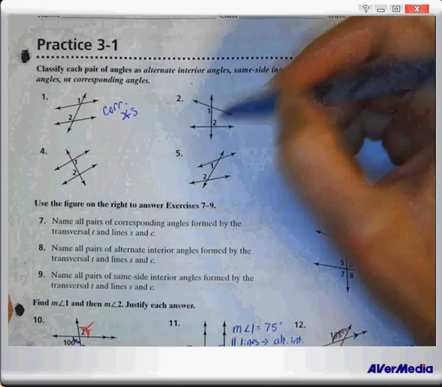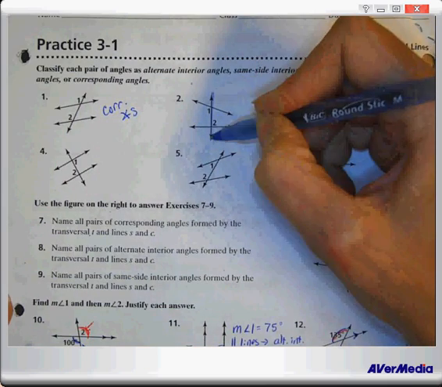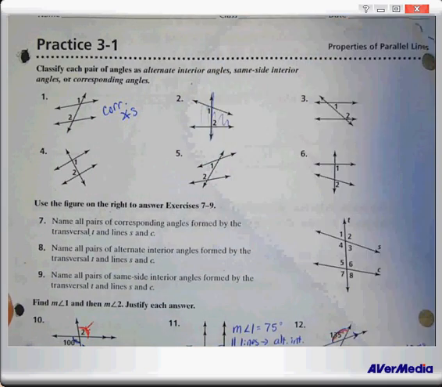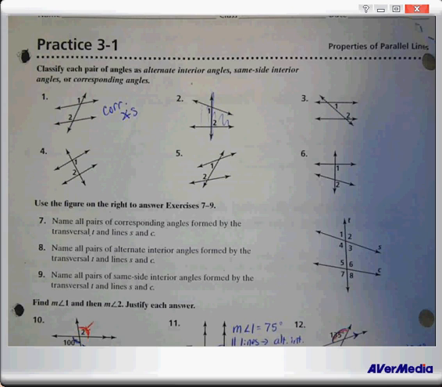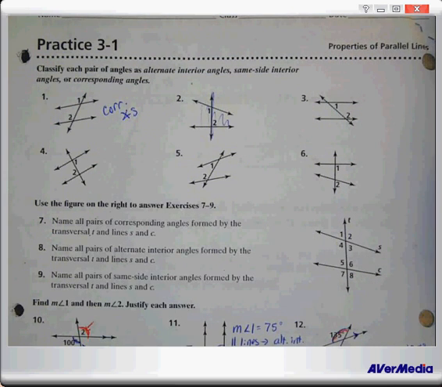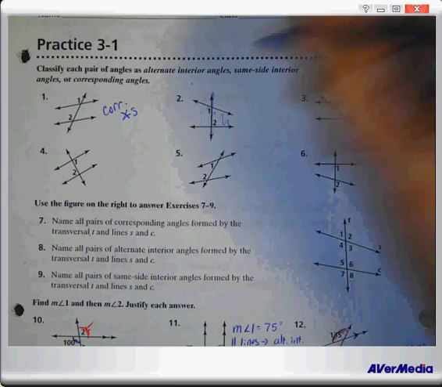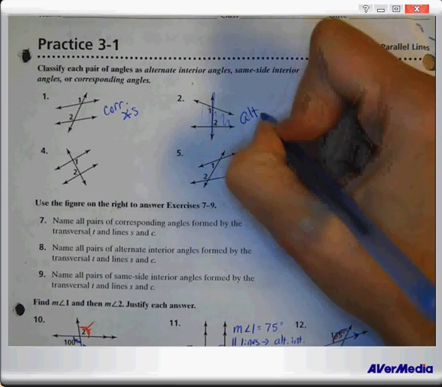Now look at the next one. Here's our transversal again. This is an interior. Oh wait, they're both an interior. They're on opposite sides. So we need to remember alternate interior means opposite. So it works out pretty good. So we have alternate interior angles.